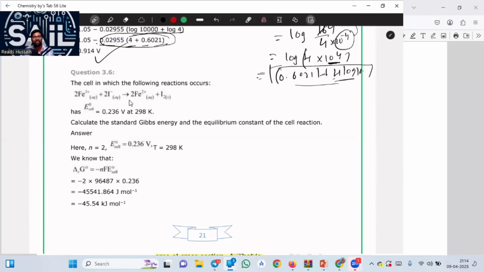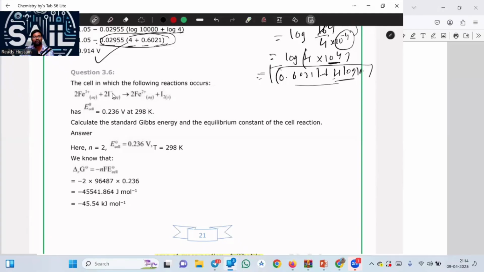Here 2 3s are 6. Here 2 2s are 4. What is the difference? Here 6, here 4. The difference is 2, no? That is the value of N. N value is 2. Otherwise, you can take this oxidation part also.